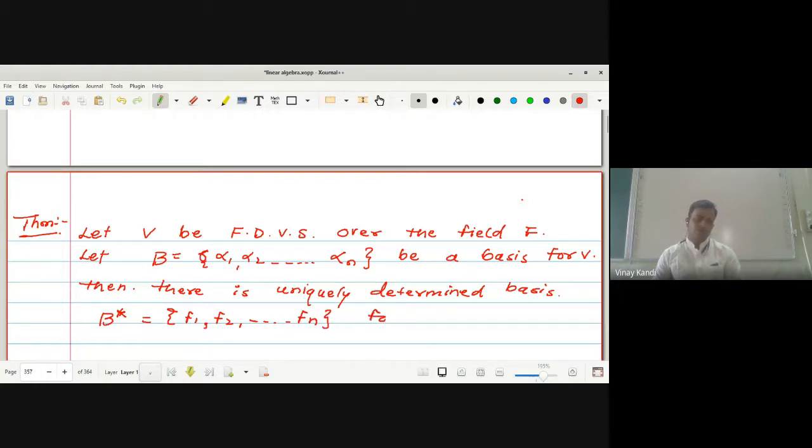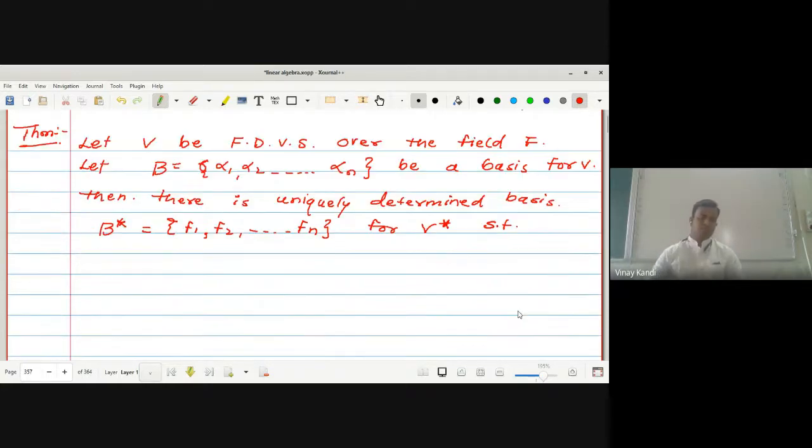Okay, for V star such that fi of alpha j is equal to delta ij. That is equal to 0 when i is not equal to j, that is equal to 1 when i is equal to j. म्हणजे काय असेल: f1 alpha 1 is 1, f1 alpha 2 is 0, f1 alpha 3 is 0.